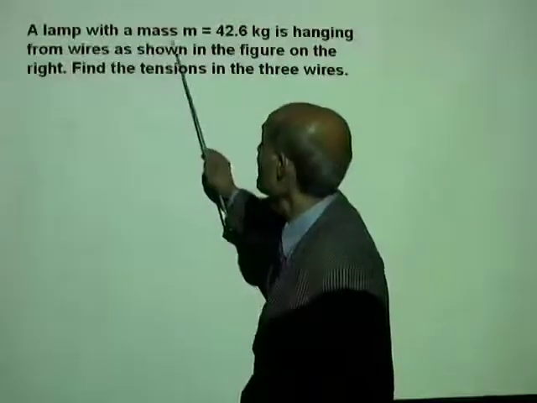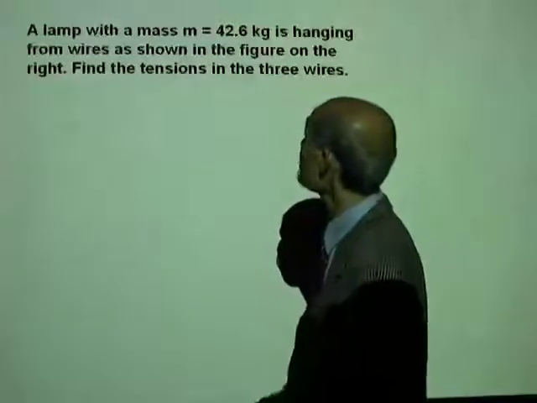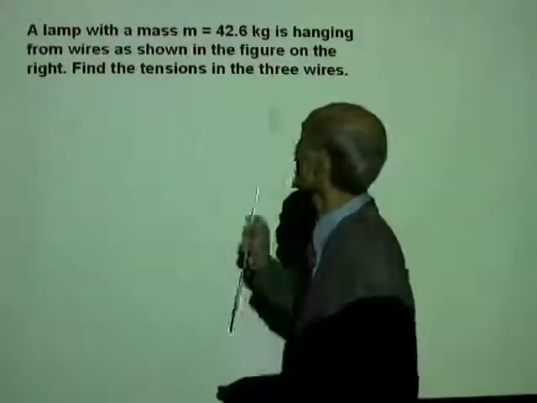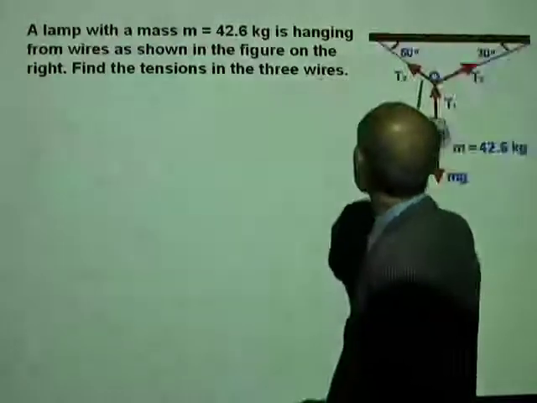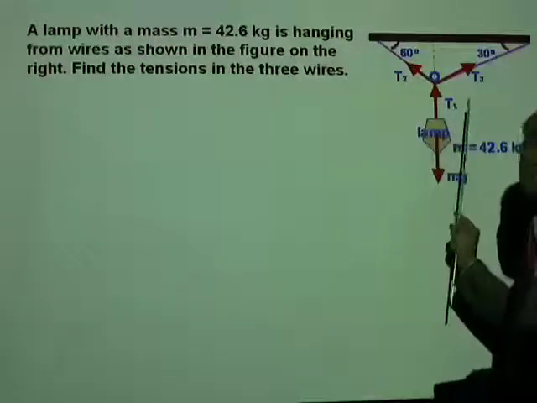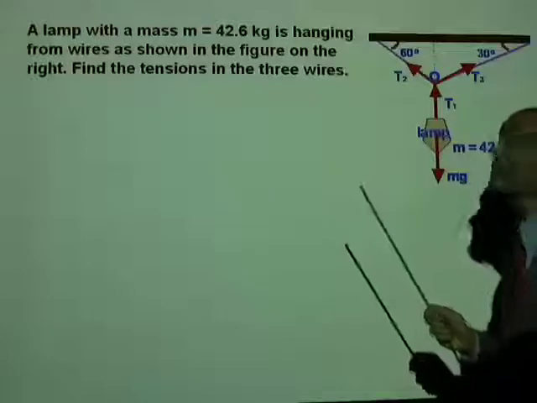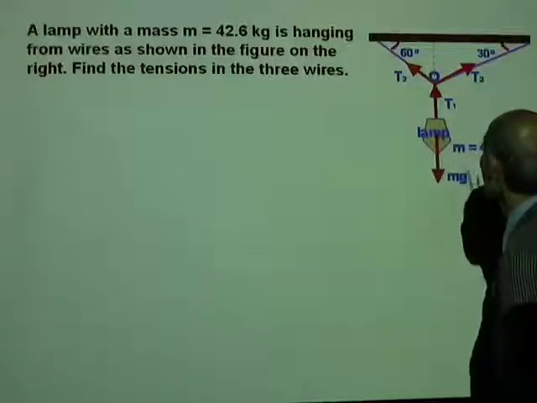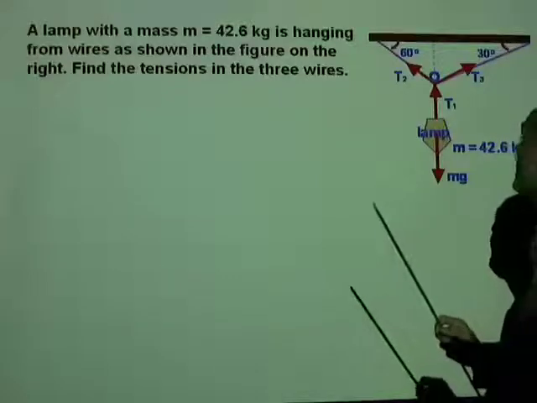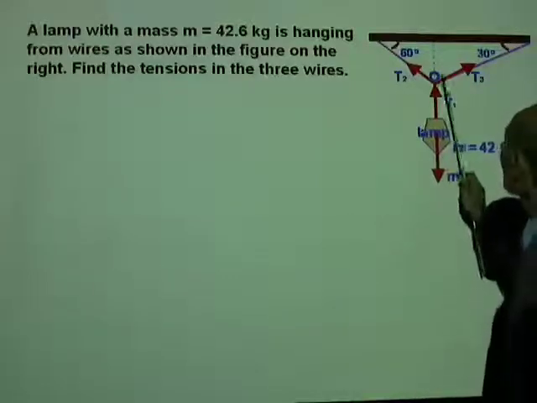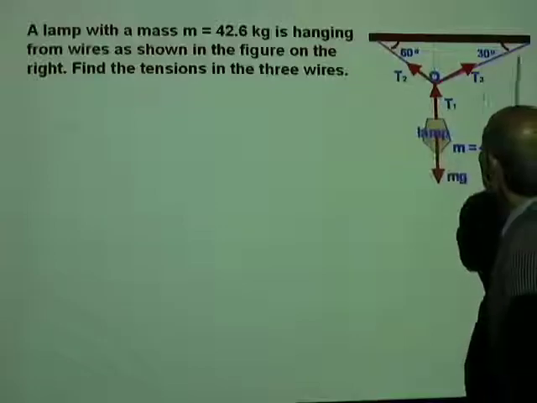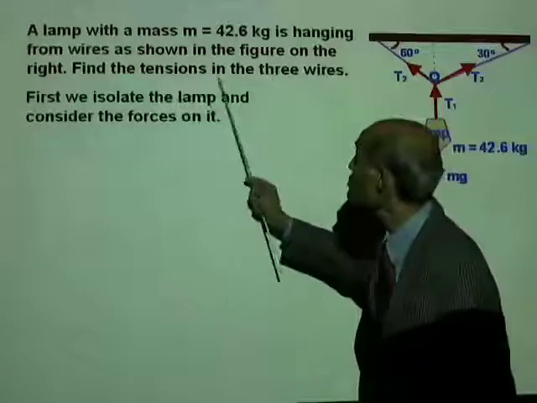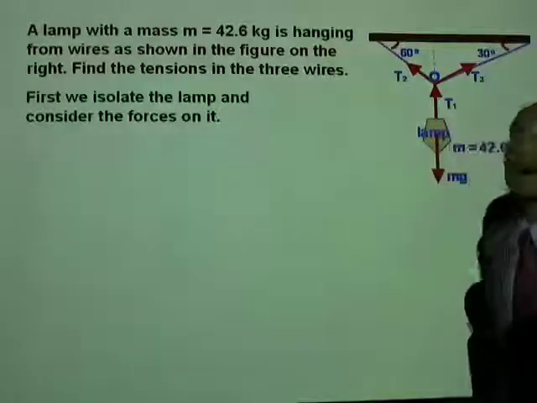A lamp with a mass of m equal to 42.6 kilogram is hanging from wires as shown in this figure. Here is the figure. I hope you can see all the parts of that figure. You have a lamp of mass 42.6 kilogram hanging from 3 cables. Find the tensions in the 3 wires.